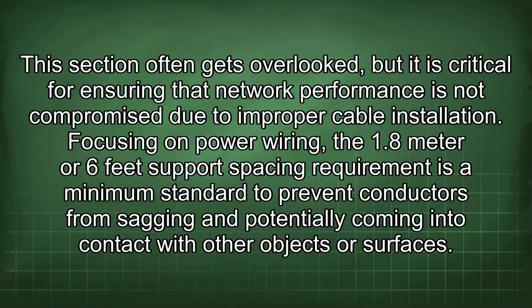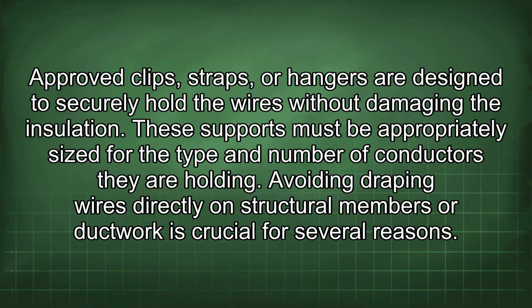Focusing on power wiring, the 1.8 meter or 6 feet support spacing requirement is a minimum standard to prevent conductors from sagging and potentially coming into contact with other objects or surfaces. Approved clips, straps, or hangers are designed to securely hold the wires without damaging the insulation. These supports must be appropriately sized for the type and number of conductors they are holding.